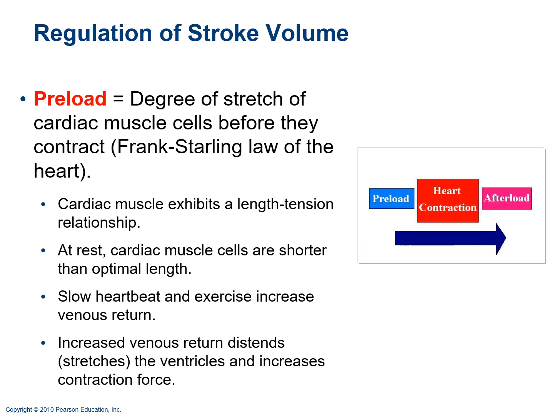It's based on something called the Frank-Starling law of the heart. Cardiac muscle cells, just like skeletal muscle cells, exhibit a length-tension relationship. At rest, cardiac muscle cells are shorter than optimal length. Slow heartbeat and exercise increase the venous return to the heart, and this increased venous return distends or stretches the ventricles, just like you would kind of condition an elastic band, and increase the force of contraction.